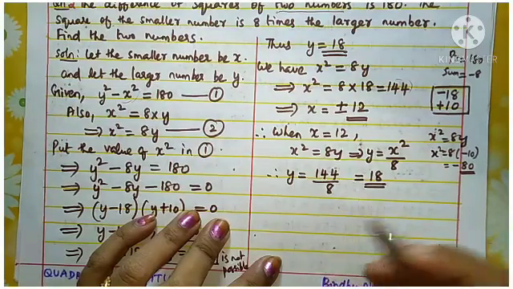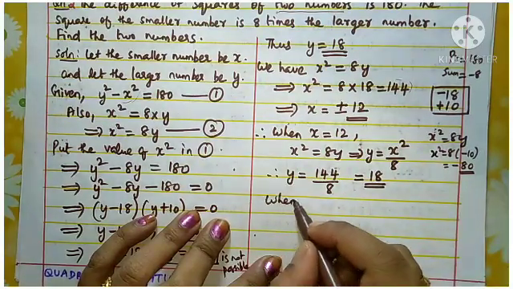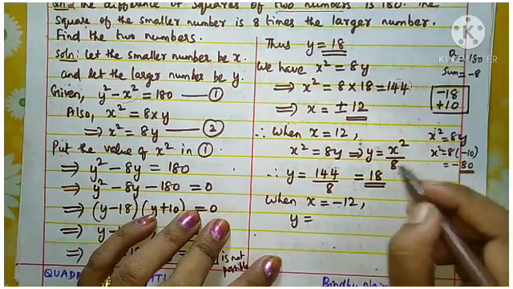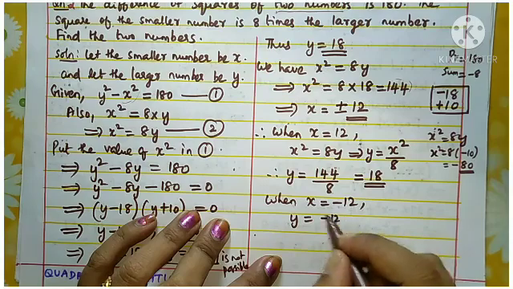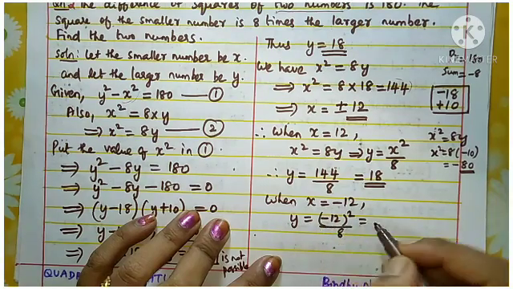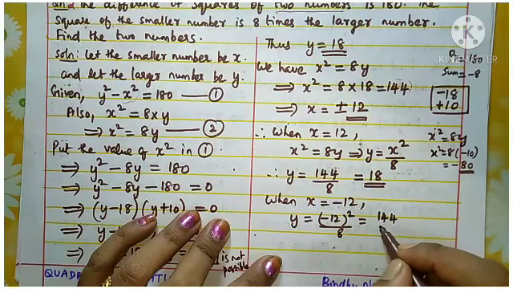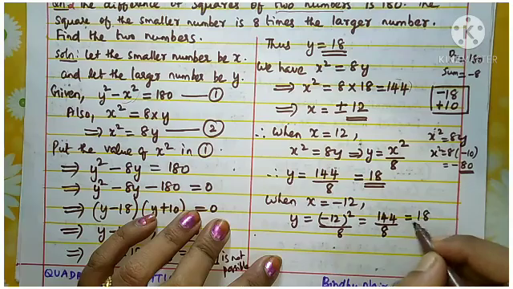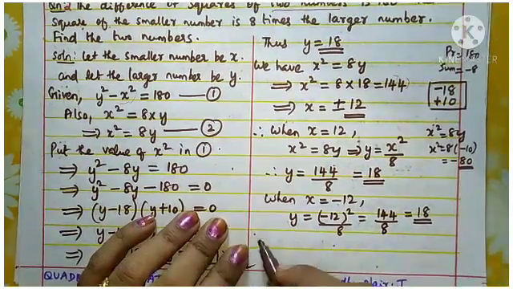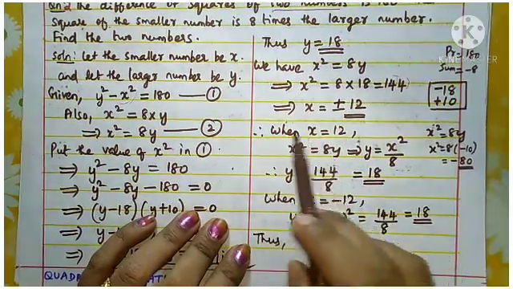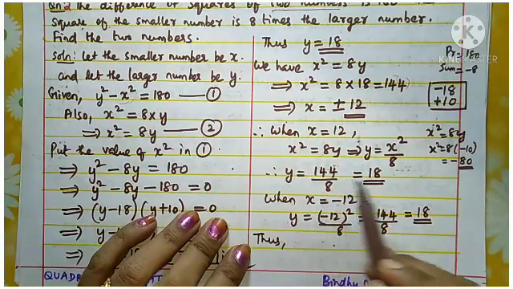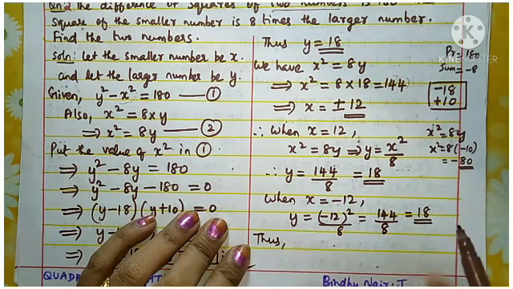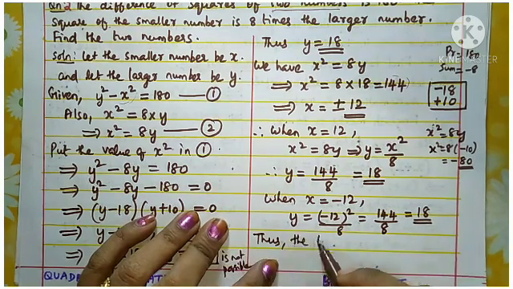Understand? Do the calculation. Similarly, when you take the other value of x, minus 12, y will be again x square by 8. That is minus 12 the whole square. Minus 12 the whole square is also 144 by 8. So that is also the same value, 18. Understand? So thus we got when x is equal to 12, y is equal to 18. When x equal to minus 12, y is equal to 18.